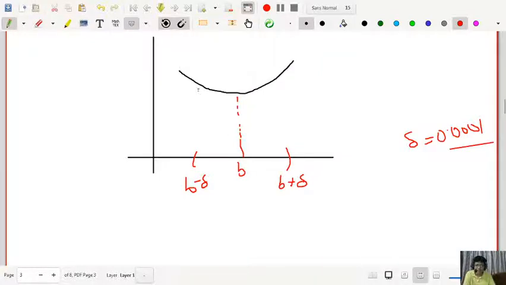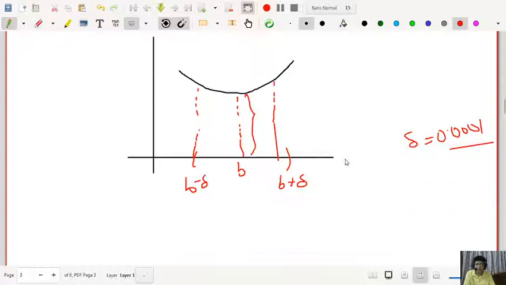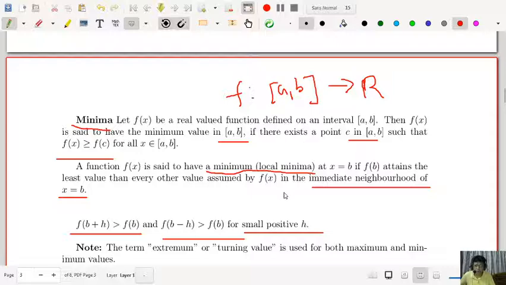So in that neighborhood, this is your value at b minus delta, this is your value at b plus delta. You look at that, the functional value at b is less than both the values, that is the value at b minus delta and the value at b plus delta. So that gives you the idea or the observation of where the function has a local minimum. So that is the concept. You look at that, b is less than b plus h. In this case we have taken a small positive h, but in the diagram we have taken delta instead of h. The concept is the same. And f(b minus h) is greater than f(b), right? So this is the concept of local minima.